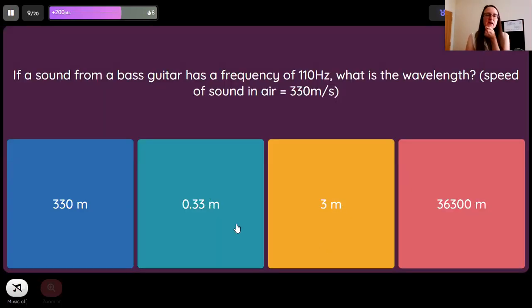Okay. If a sound from a bass guitar has a frequency of 110 hertz, what is the wavelength? And we're given the speed of sound. I've been really nice to you so far. I've not done any nasty unit conversions and things like that. So we've got a bass guitar, frequency of 110 hertz. We know the speed of sound is 330 meters per second. We've got to use v equals f lambda, and again, rearranging it, but this time our wavelength is equal to the wave speed divided by the frequency, and we end up with 3 meters.